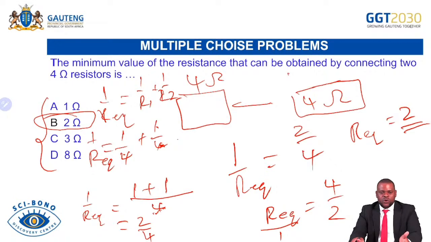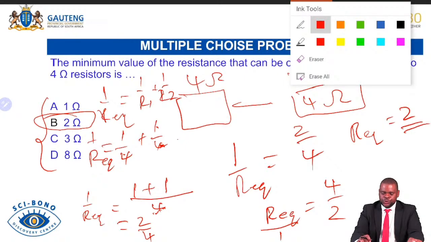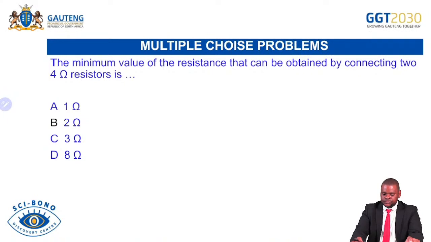The minimum value that we can get when we add these two resistors that have the same resistance is 2. Okay, grade 12. Let's continue. If you have any question, please don't hesitate to WhatsApp us.